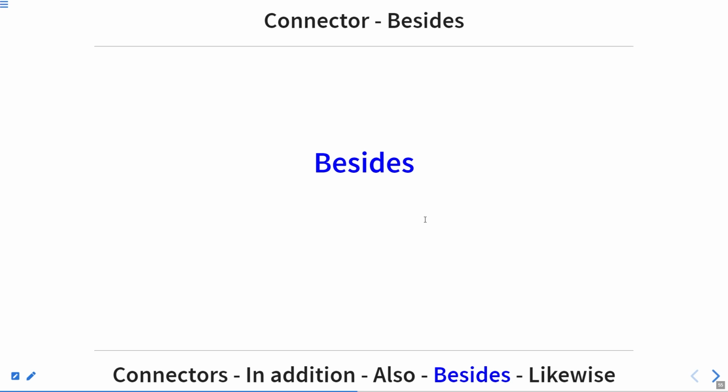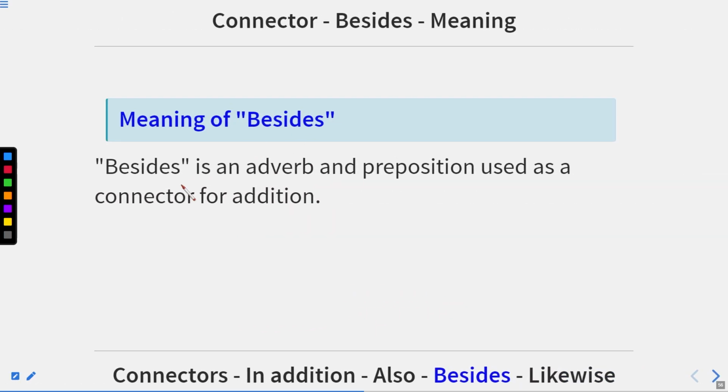Now, here we are going to discuss one more connector, and that is besides. So this is another connector, that is besides, that we are going to discuss in this session. Meaning of besides. Besides is an adverb and preposition used as a connector for addition.